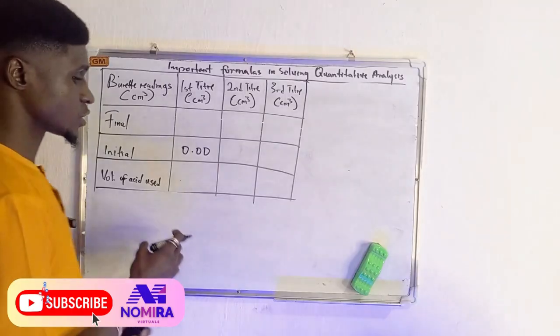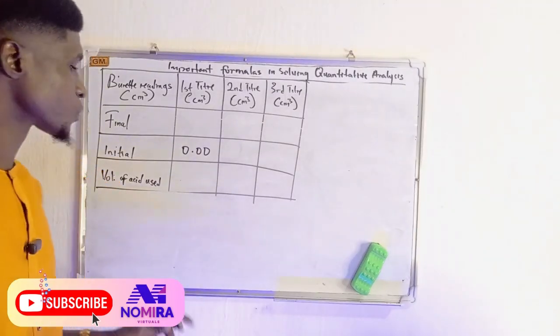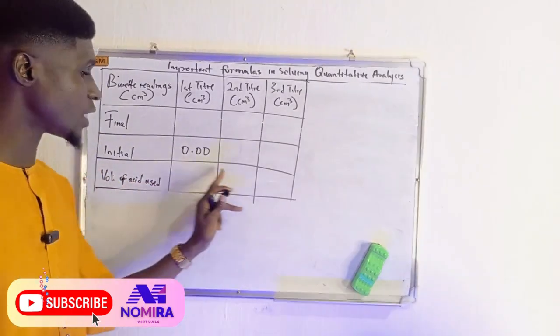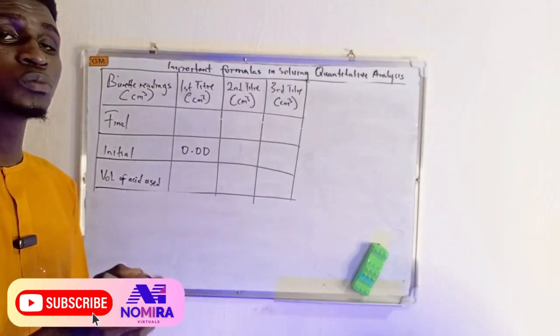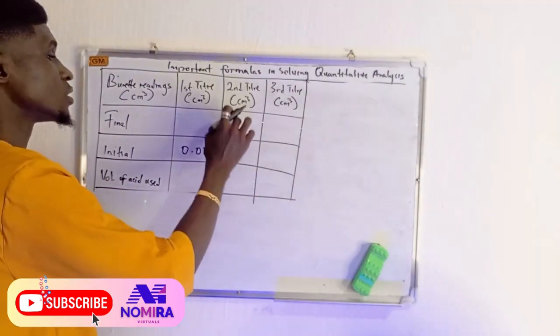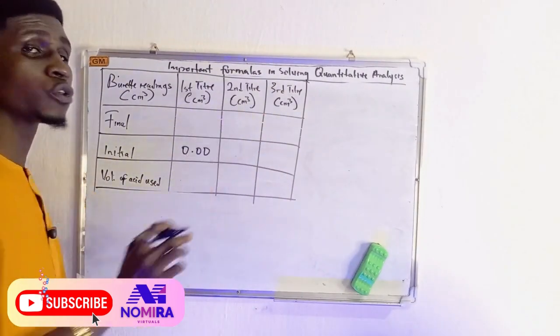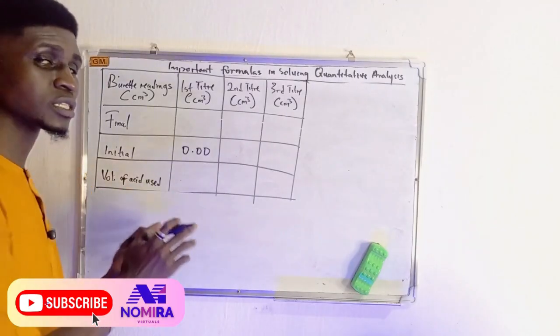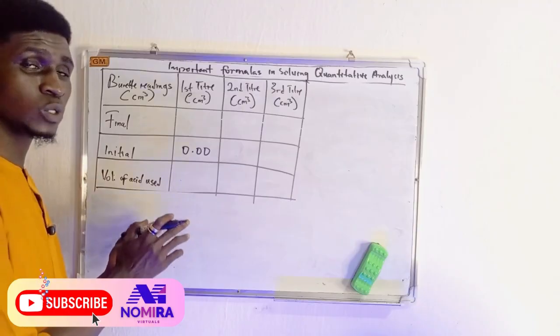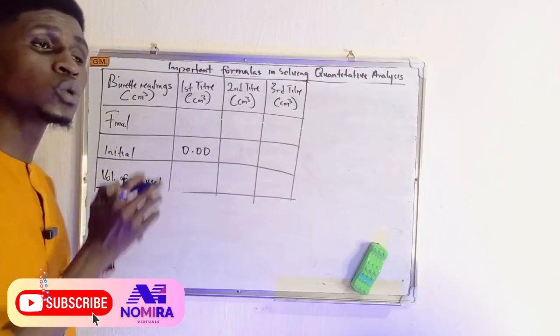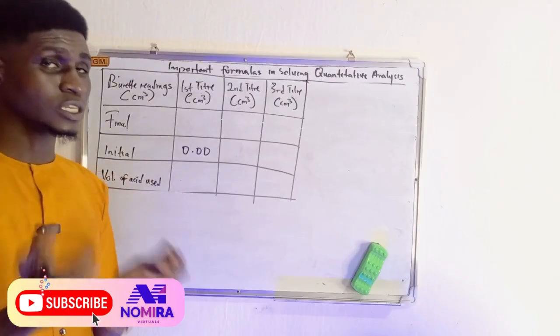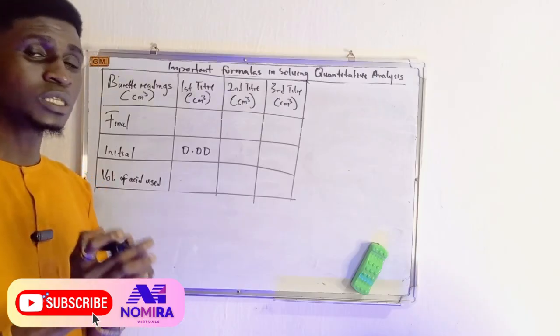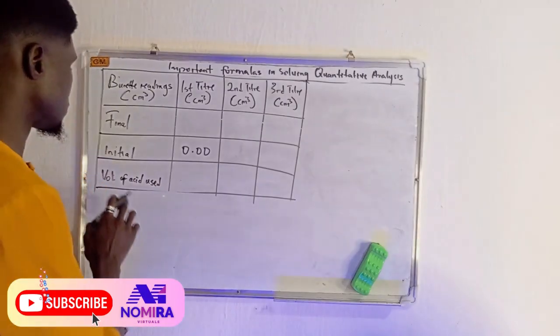Now for us, please pay attention. You have to deal with this volume of acid used so that you will be able to know how to fix in different values here on your own without even conducting the titration yourself. This is not the best practice, the best way to do it. But we do it like this because of the Nigeria factor. Okay, so please pay attention very well.